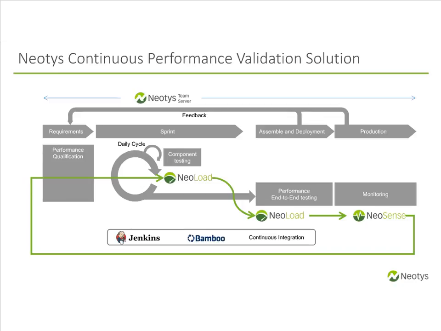So the continuous performance validation approach is the following: you first do your requirements and figure out the qualification of the scope, you plan the sprints like mentioned, and you do the component testing with NeoLoad and connect it with your CI server, so it could be Jenkins, Bamboo, whatever it is. And then once you finish a sprint, you assemble everything, you ship it to production, then you can do the system-wide testing by focusing on different aspects of performance, like the user experience, how it reacts when I generate load from several geographies, and so on.